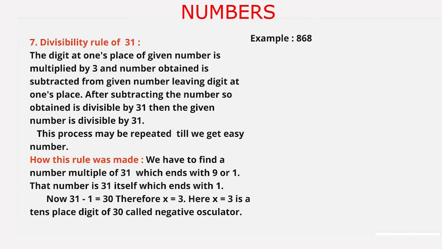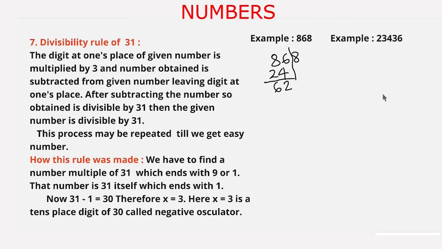The example is 868, and we have to find whether this number is divisible by 31 or not. The ones place digit is 8, and 8 times 3 is 24. So after leaving 8, the remaining number is 86. We subtract 24 from 86. 6 minus 4 is 2, and 8 minus 2 is 6, and we get 62. And we know that 31 times 2 is 62. Therefore, the given number 868 is divisible by 31.